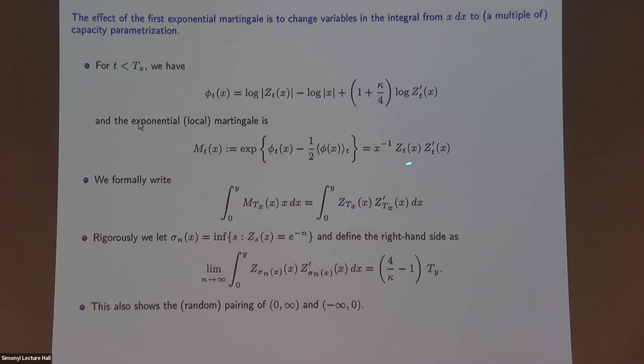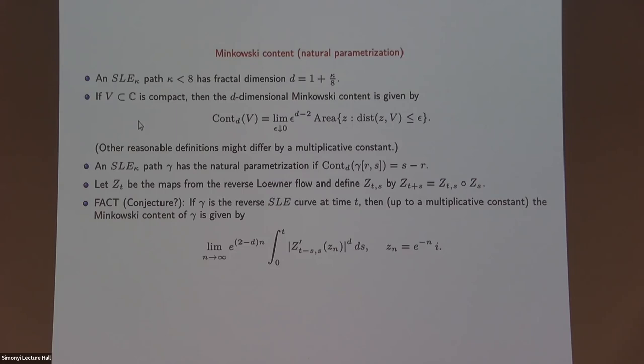So this is formal, but one can make rigorous sense of this in the standard way that one does for LQG, Minkowski content, and you actually get that what you've done is change x dx into capacity parameterization. I have a grad student, Charlie Devlin, who is working out some of the details of these things. Okay, now in order to continue, I have to discuss Minkowski content a little bit.